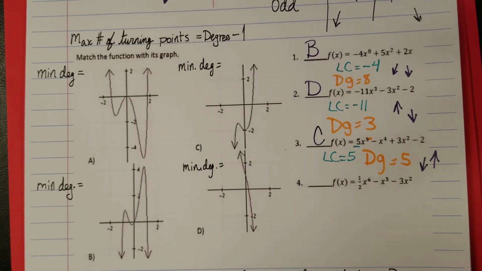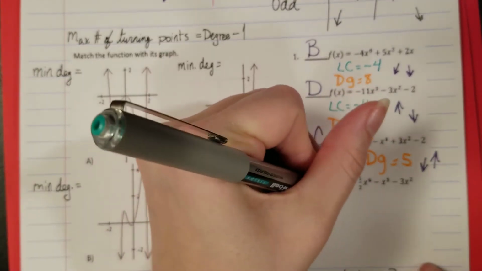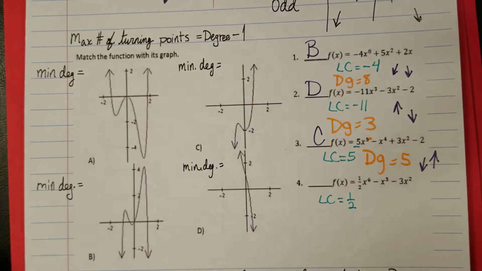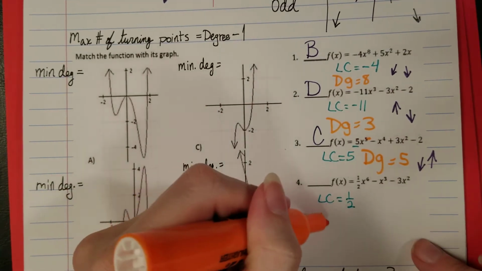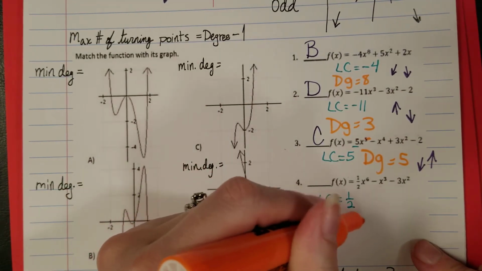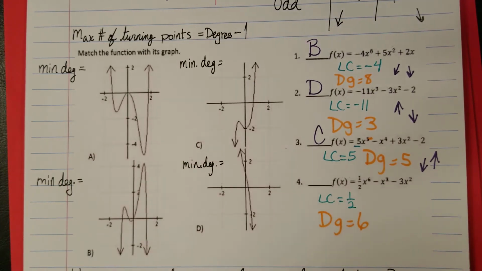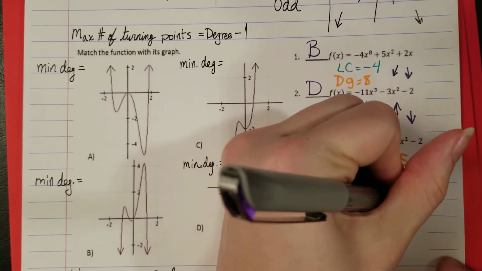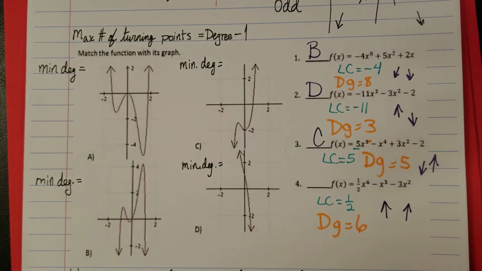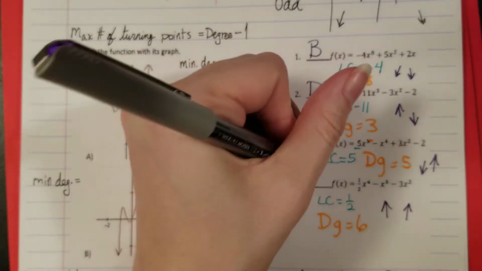Okay, and number 4, the leading coefficient is 1/2 and the degree is 6. So that's an even degree, which means the arrows point the same direction, and then a positive leading coefficient, which means that direction would be up. And we can see that matches with graph A.